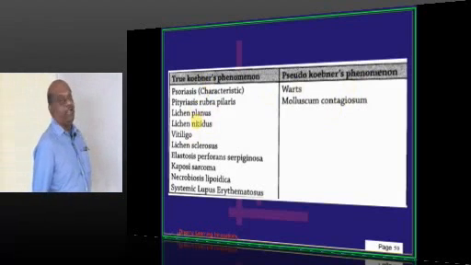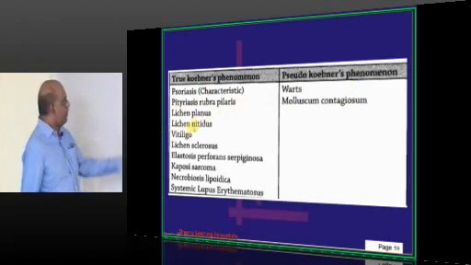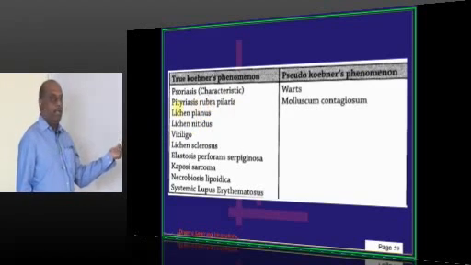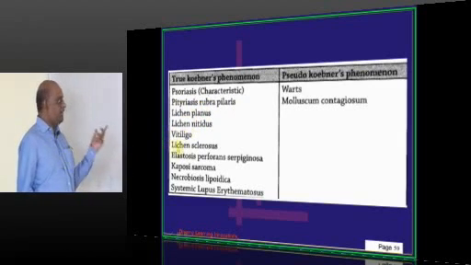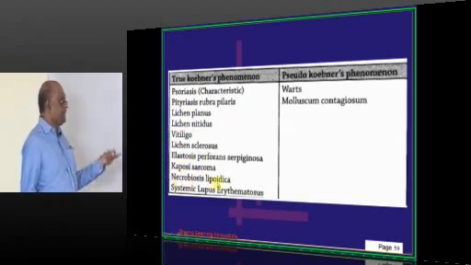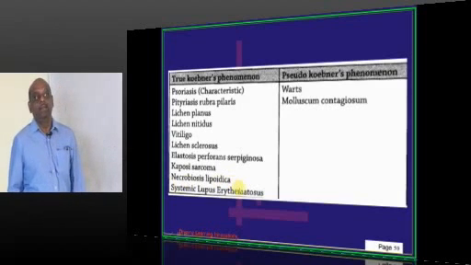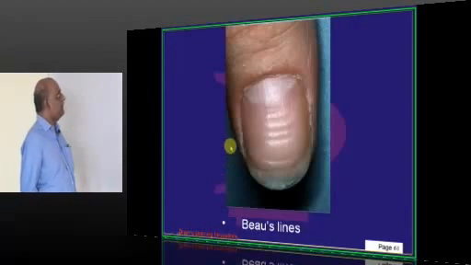So now doctor, true Koebner, where do you find? Psoriasis very commonly, lichen planus, lichen nitidus, vitiligo, lichen sclerosus, Kaposi, necrobiosis lipoidica, etc., etc.